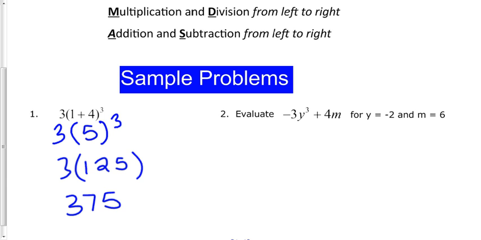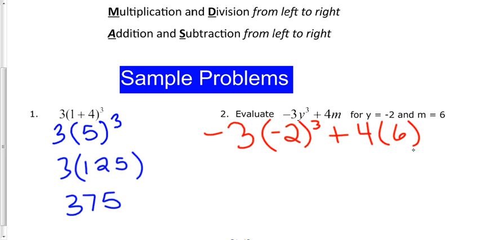If I want to evaluate an expression, right, well, I'm just first going to substitute the values for the variable here. So y is negative 2, so I'm substituting negative 2 for y. And then I'm going to substitute 6 for m.